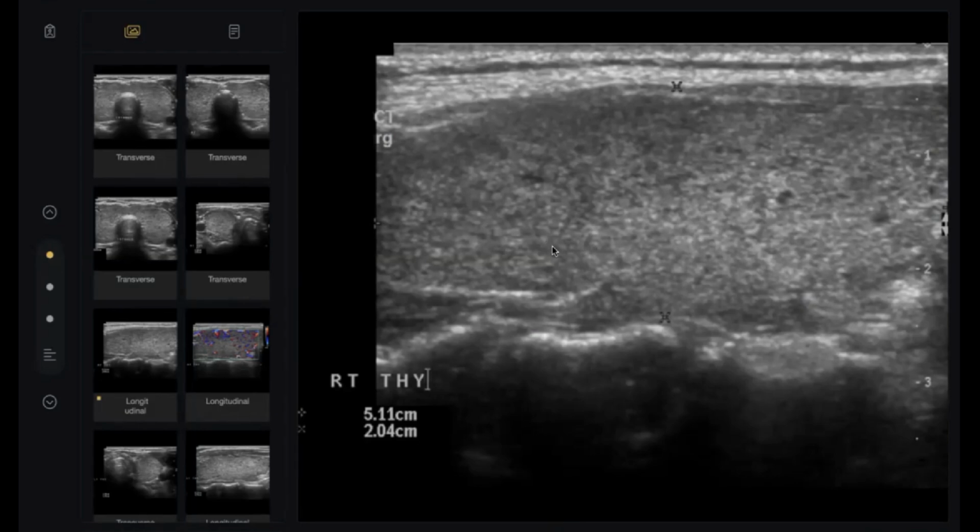Diffuse goiter. Goiter is a general term. Goiter means enlarged thyroid. Under goiter there are many causes and diseases. Goiter may be caused by nodules, by tumors, by Graves, by Hashimoto, even by thyroid abscess. Goiter means enlargement of the thyroid, nothing else.